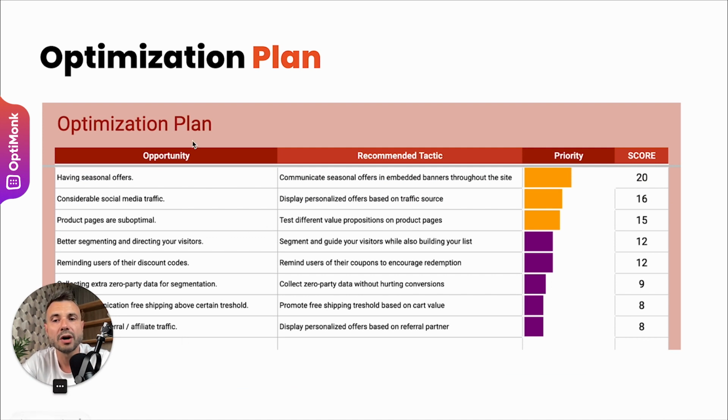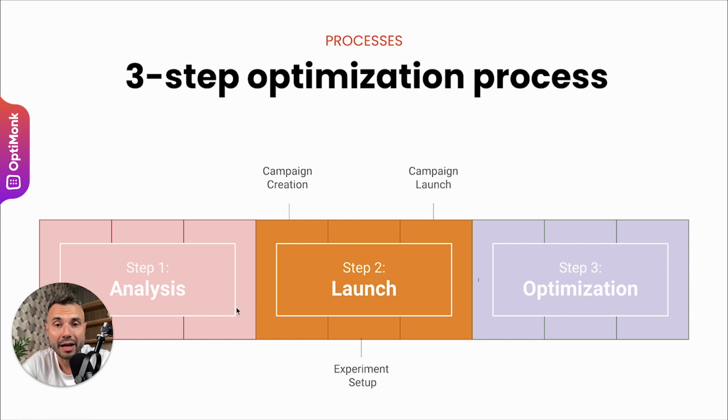So for example, this is the opportunity, this is the recommended tactic. You can click each tactic, by the way, and it will take you to the exact tactic and how to set it up, and there will be a priority, so you can basically start with the top priority, or you can just use it in your own decision making. So this was the analysis part.